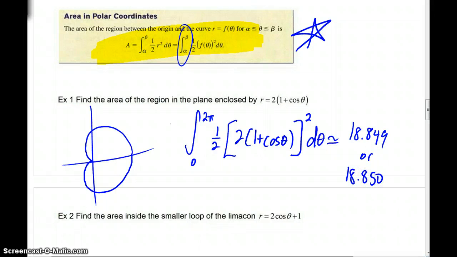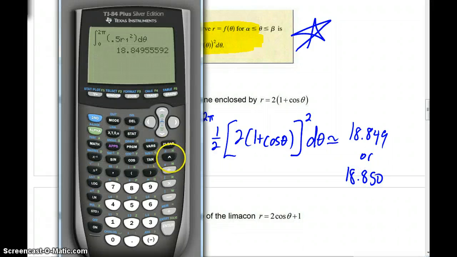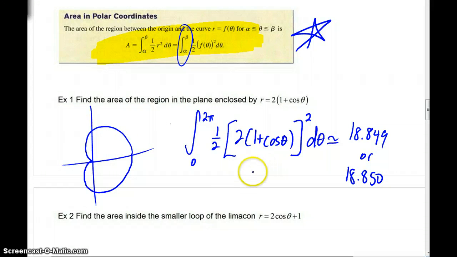One more quick comment. Very often our answers will have a pi in them. If you wanted to see what would happen if we just divided out a pi, you'd see that we'd have 6. So really, if you wanted an exact answer, you'd be at 6 pi.